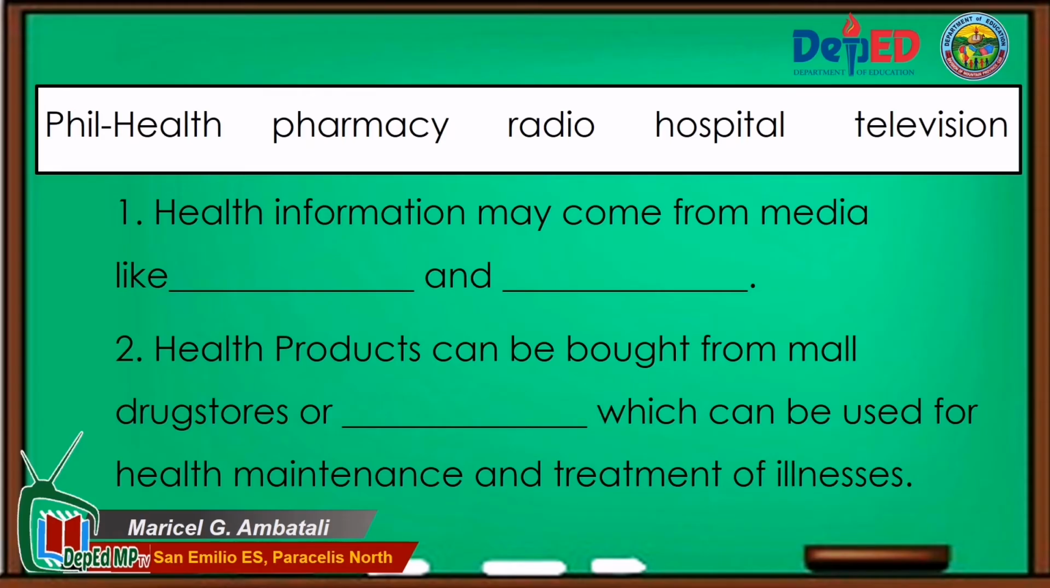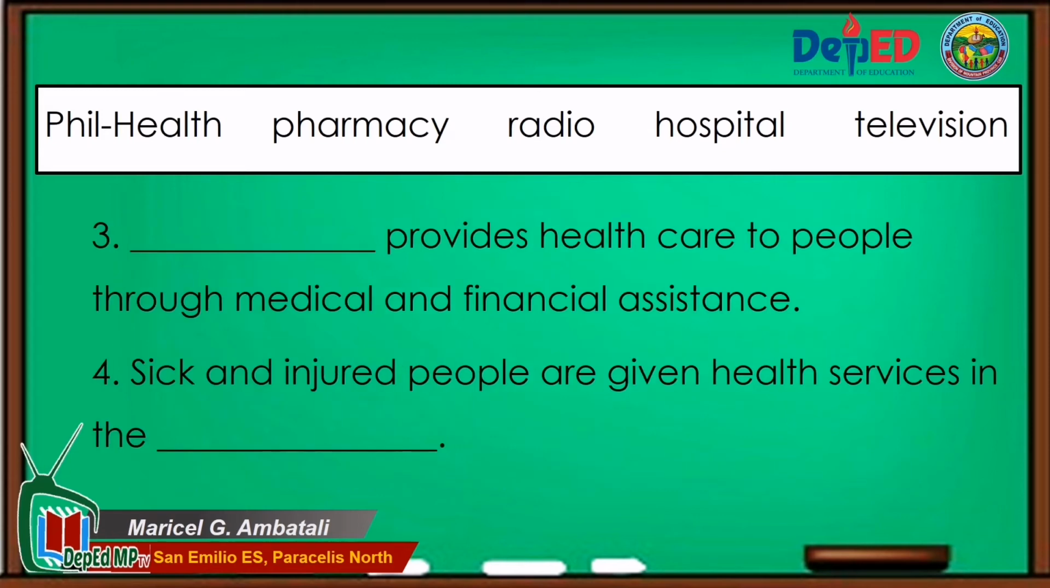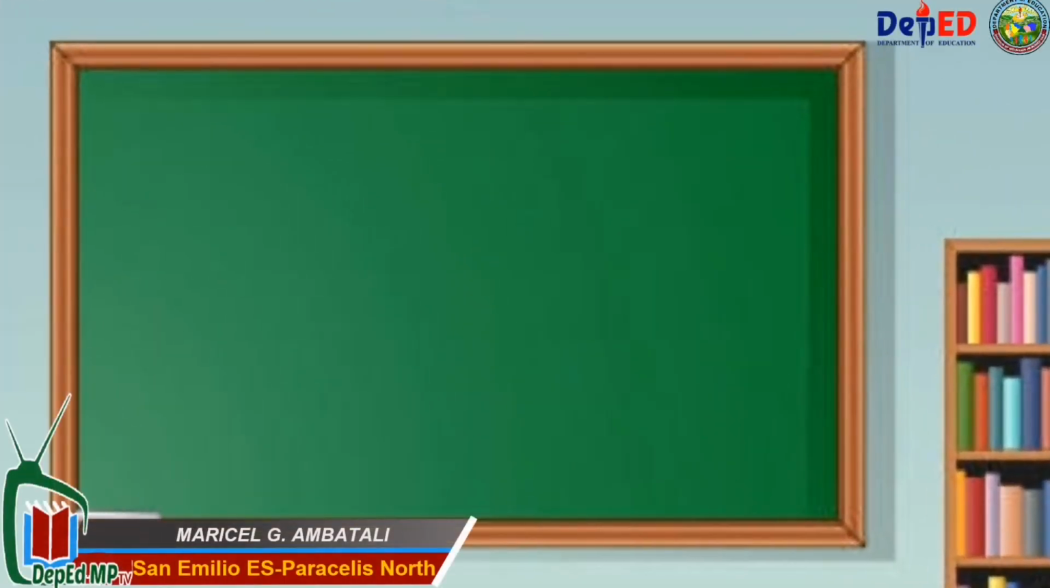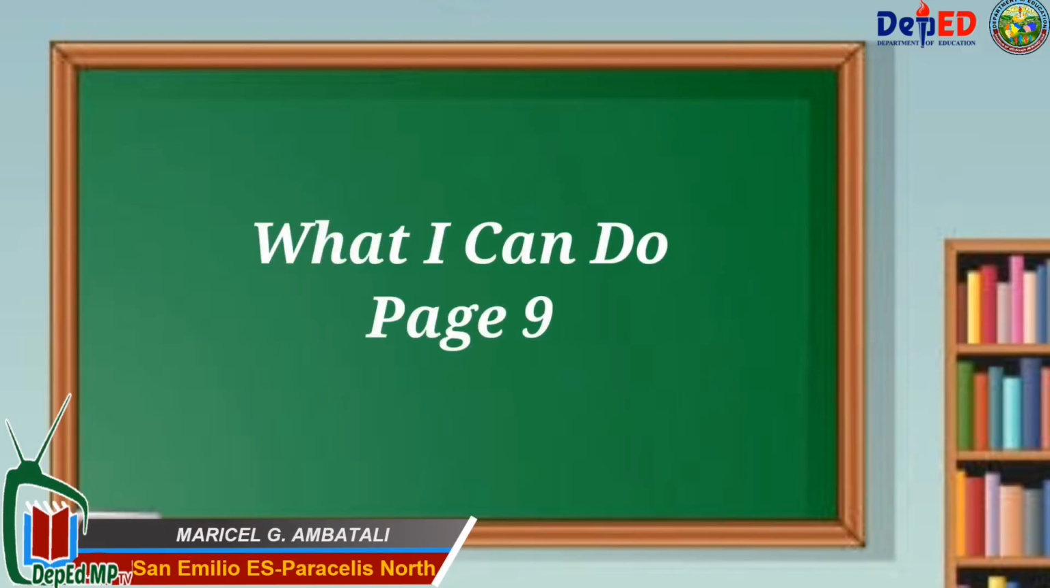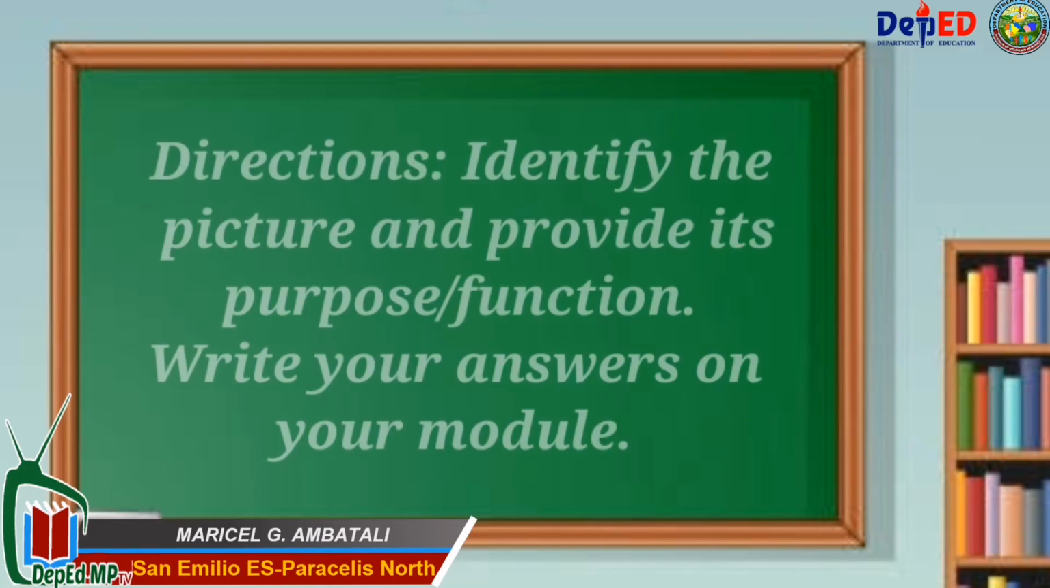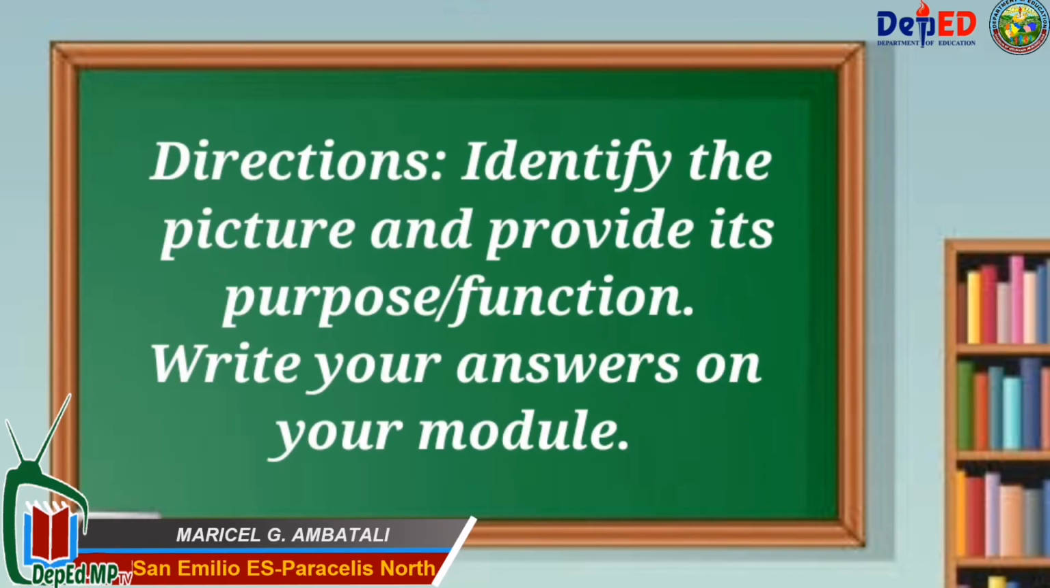Here are the correct answers. Number 1. Radio and television. Number 2. Pharmacy. Number 3. PhilHealth. And number 4. Hospital. Let's proceed to what I can do on page 9. Here are the directions. Directions. Identify the picture and provide its purpose or function. Write your answers on your module.